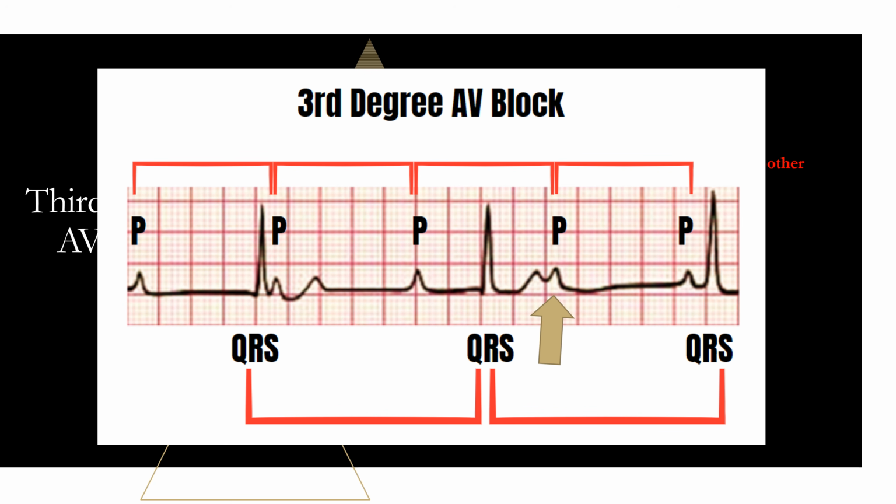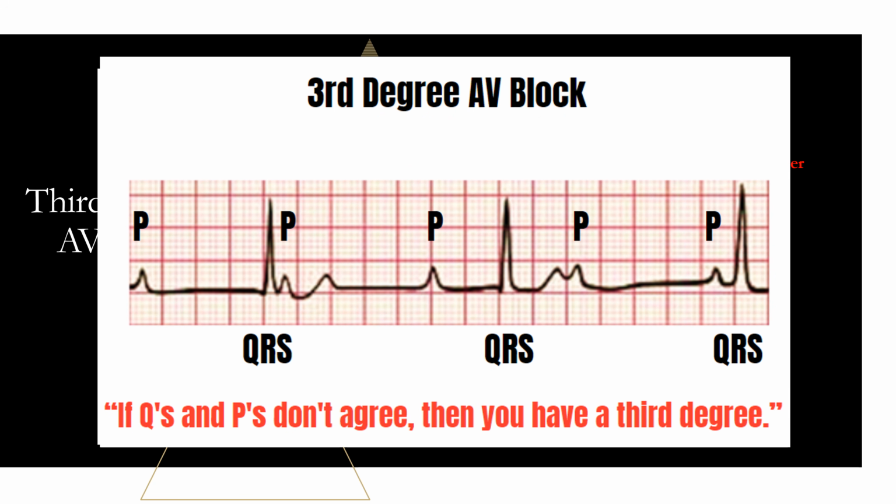So how do you remember this for the exam? You remember the rhyme. If the Q's and P's don't agree, then you have a third degree. This will help you remember the AV dissociation, which is the most important finding on an ECG for a third degree block.